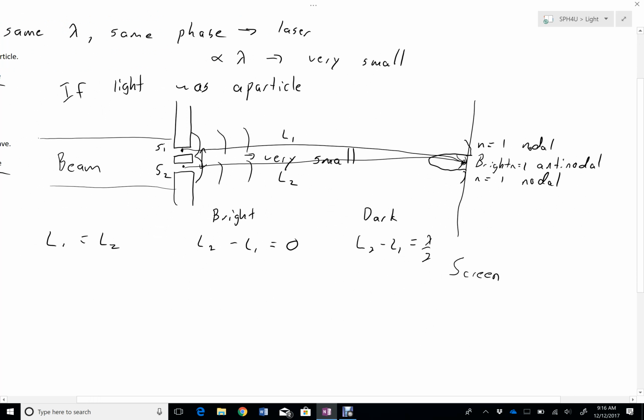After having gone through that section where the path length difference is half of a wavelength, we should get to a point again where the path length difference works out not to be 0, but to be an integer wavelength. What that means is that one wave would have gone one wavelength further, but because of the repetition of waves, they would be back in phase with each other moving forward from these 2 points. What that means then is that we would get a lot of constructive interference and another bright spot. This would be the n equals 2 antinodal point.